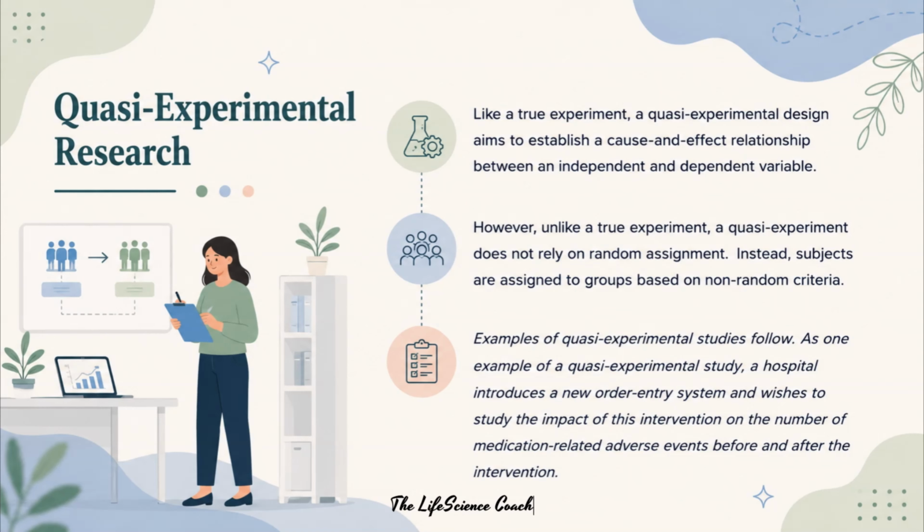This method is commonly used in real-life situations where conducting a completely controlled experiment is difficult or not practical. For example, a hospital may introduce a new digital order entry system and then compare the number of medication-related errors before and after the new system was introduced. In this case, researchers are studying the impact of an intervention, but they are not randomly assigning people into groups.